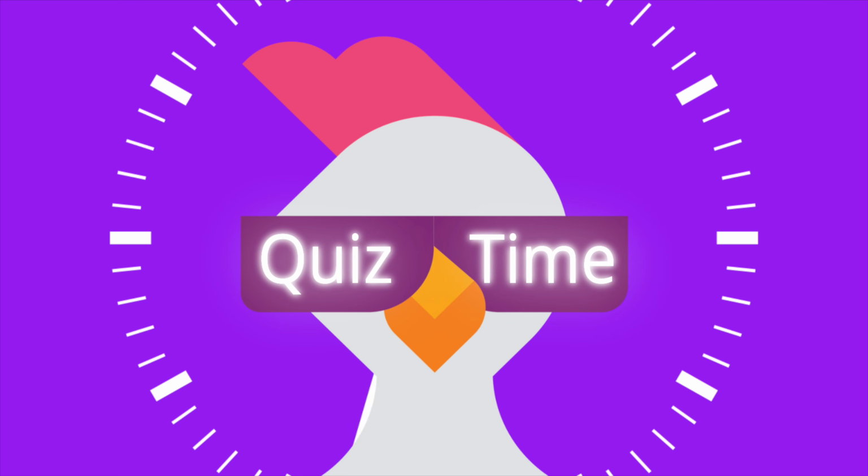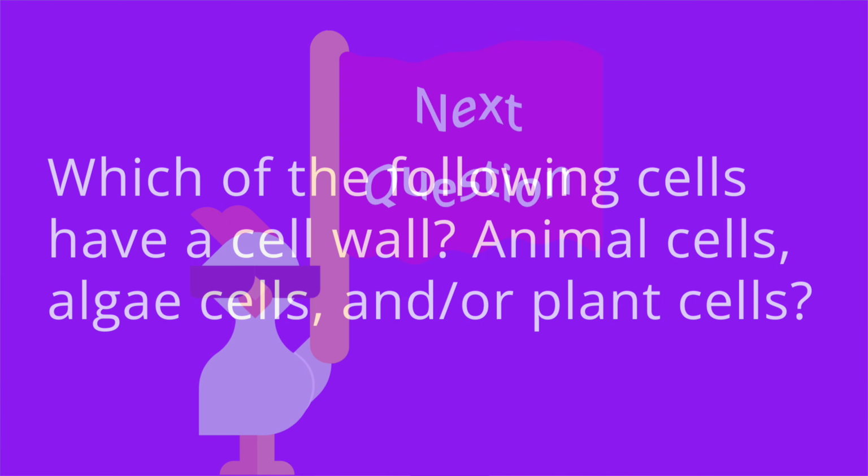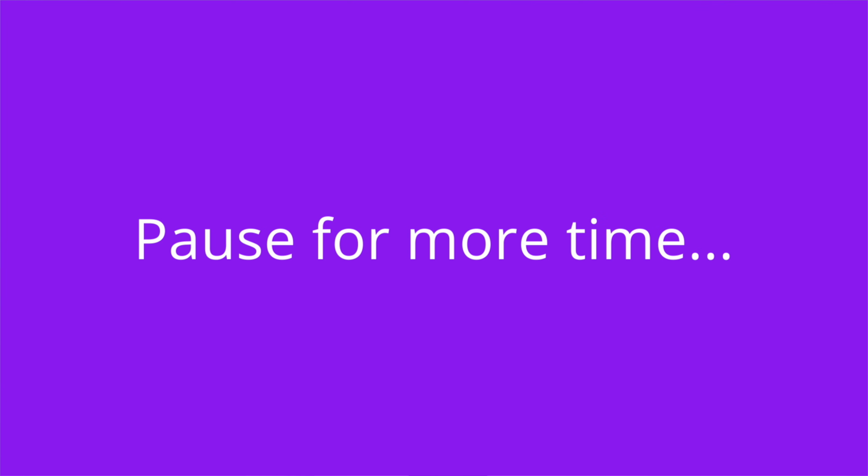Question number 1. Eukaryotic plasma membranes contain cholesterol. True or false? The answer is true. Question number 2. Which of the following cells have a cell wall? Animal cells, algae cells, and/or plant cells? The answer is algae and plant cells. Animal cells do not have a cell wall.